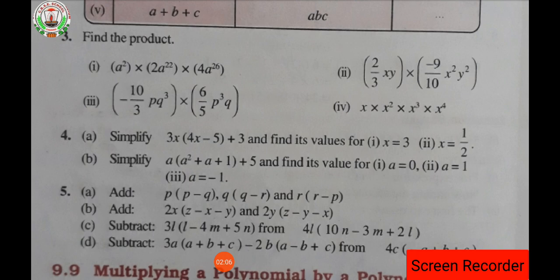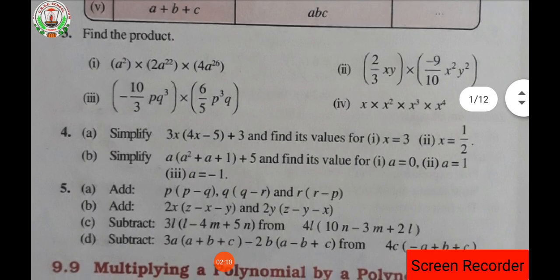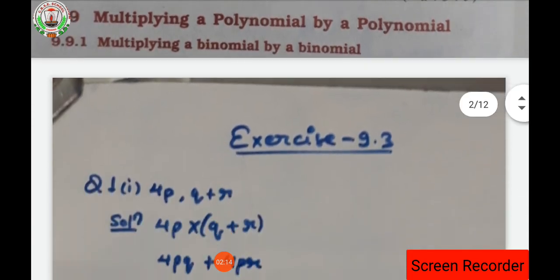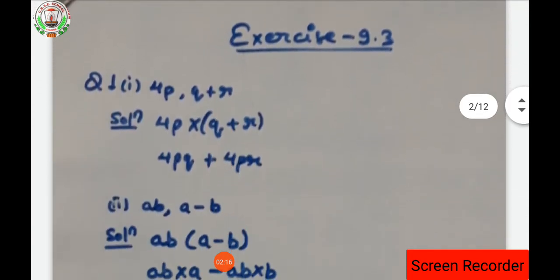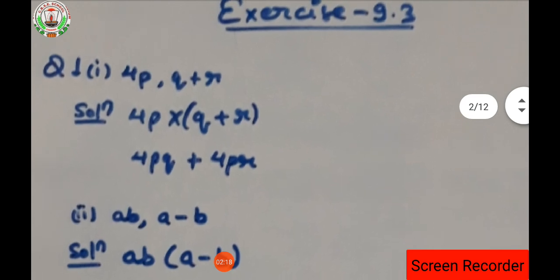In question number 5, it is asked to do the addition, add the numbers. Then in the c and d parts it is said to subtract. Now one by one we will see the solutions, what the solutions come out to be.